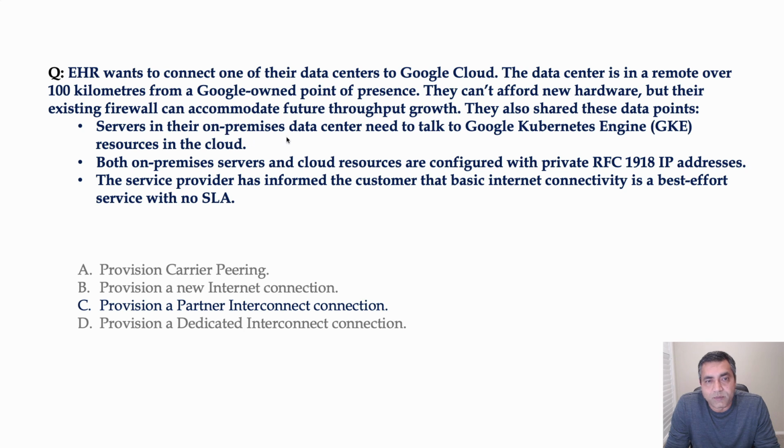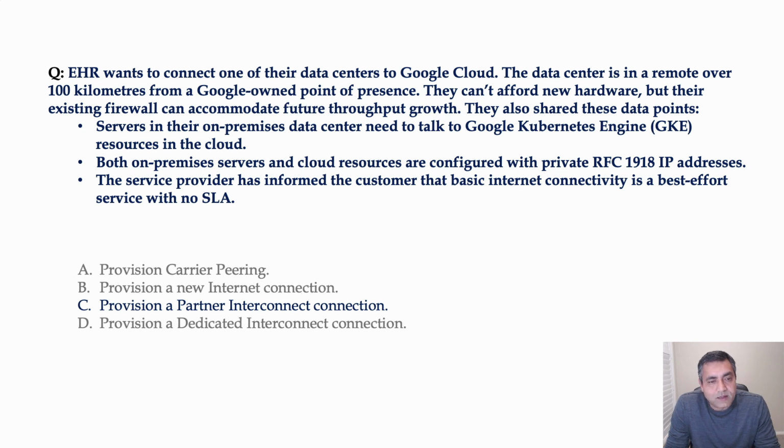Servers in their on-premises data center need to talk to Google Kubernetes Engine. Both on-premises servers and cloud resources are configured with private RFC 1918 IP addresses. The service provider has informed the customer that basic internet connectivity is a best effort service with no SLA.